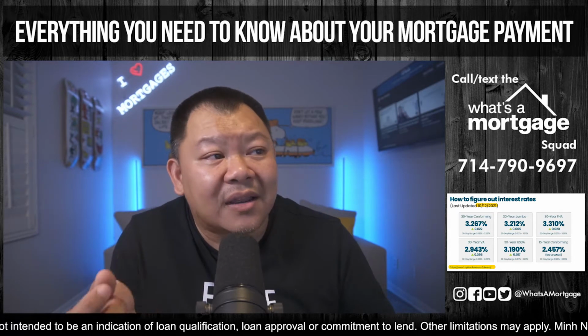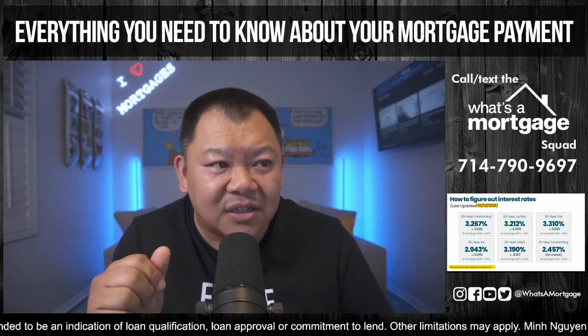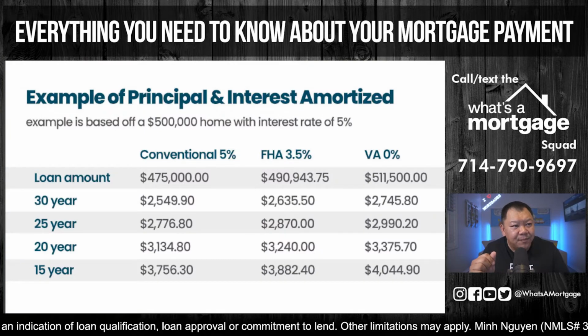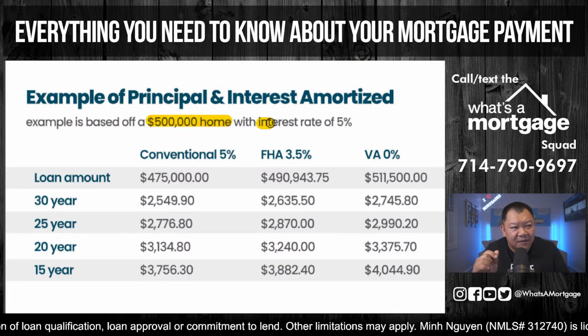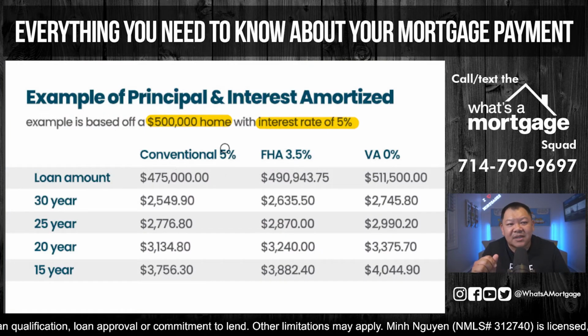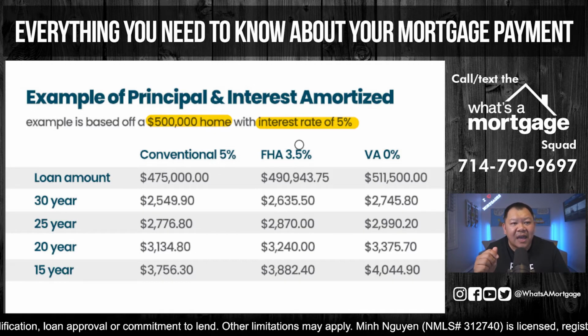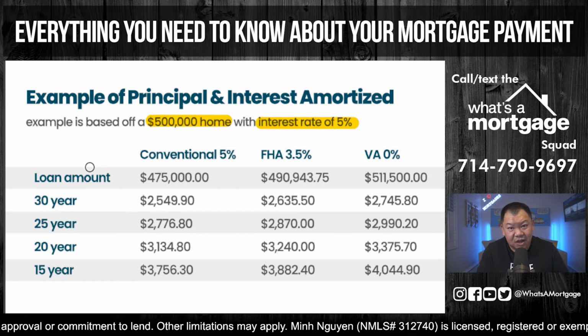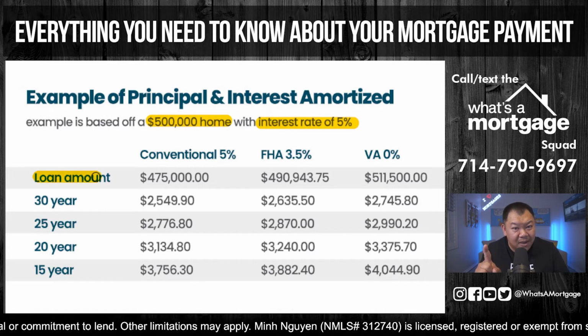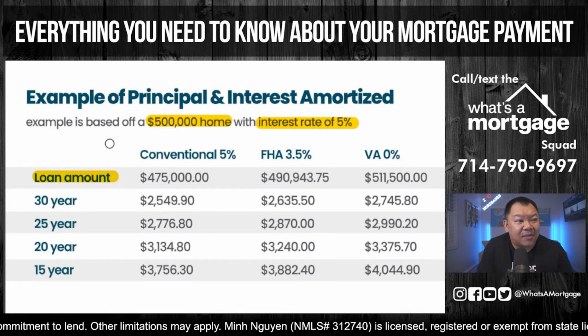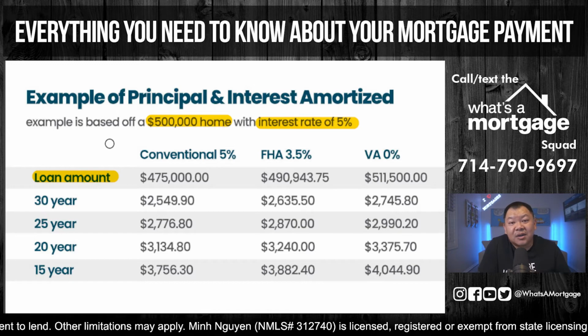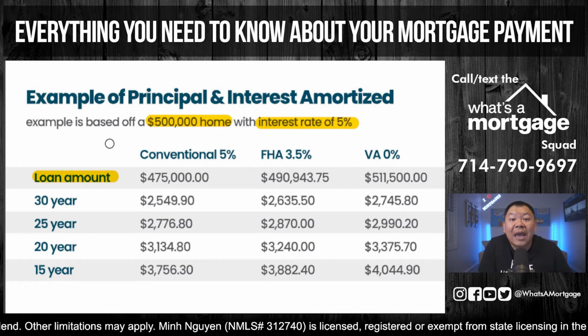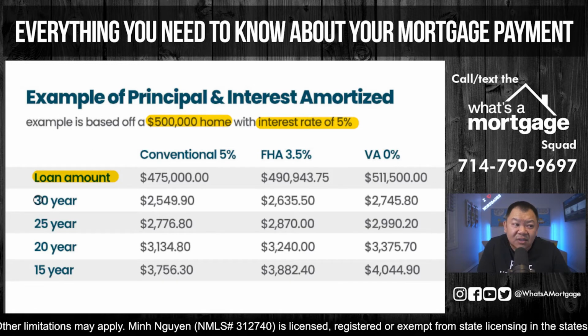And here's an example of how to calculate your principal and interest based on the interest rate. For example, on a $500,000 home with a 5% interest rate, conventional has 5% down, FHA 3.5%, VA 100%. Remember, when you're calculating the principal and interest payment, you need to know the complete loan amount, which not a lot of calculators are accurate about. And you need to know the amortization. When you're using a calculator, what amortization are you putting on there? A 30-year fix, 25, 20?